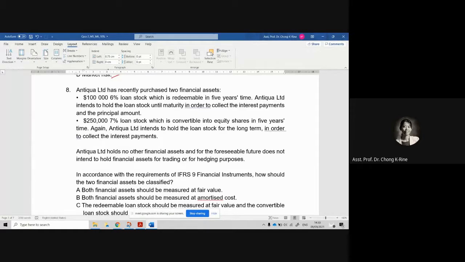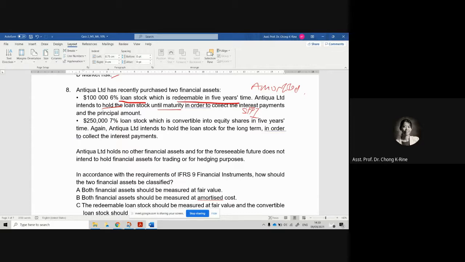So what happened is we have 2 points here. The first one is a loan stock, redeemable in 5 years' time. We hold it until it matures to collect the interest payment and the principal amount. Okay, so the business model is hold to collect, and the cash flow characteristic is solely principal and payment of interest from the issuer, and therefore it is at amortized cost. We hold until the end of the 5th year. We want to collect interest and at maturity get back our principal. Okay, so this is amortized.